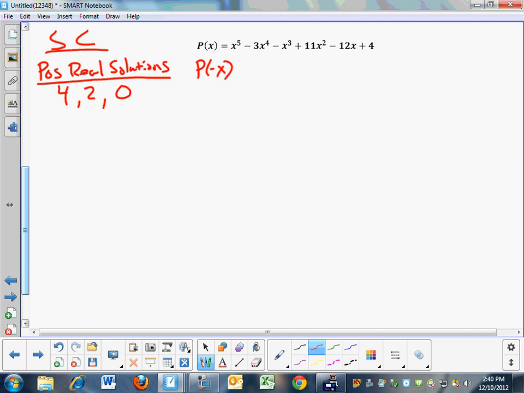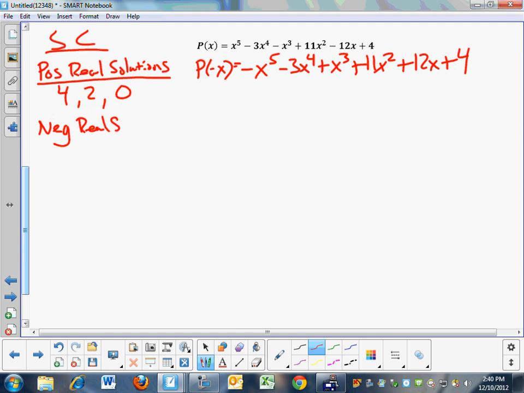Let's identify p of negative x. If we plug in negative x, we're going to get negative x to the 5th minus 3x to the 4th plus x to the 3rd plus 11x squared plus 12x plus 4. How many sign changes were there? 1. So negative real solutions, we have 1.